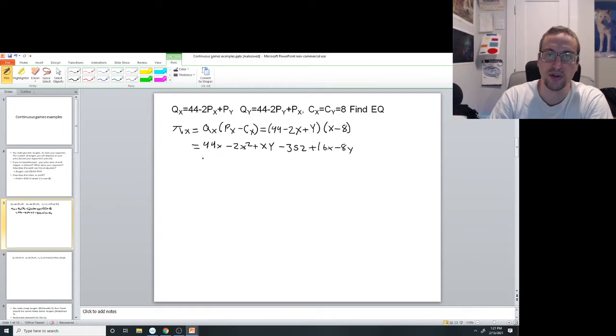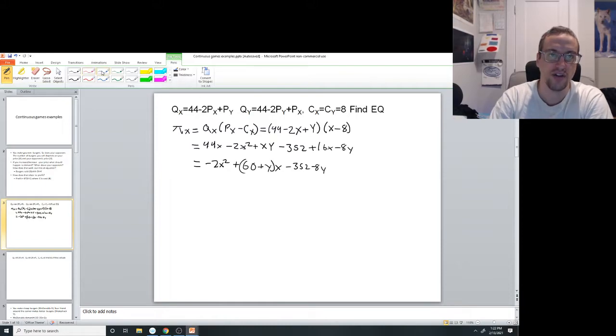Now I'm going to rearrange this so I have all the x squareds, all the x terms, and then all the other terms. So I have negative 2x squared, then 44 plus 16, that's 60. Then I also have a y times x, so I have 60 plus y, all times x. That's minus 352 minus 8y.